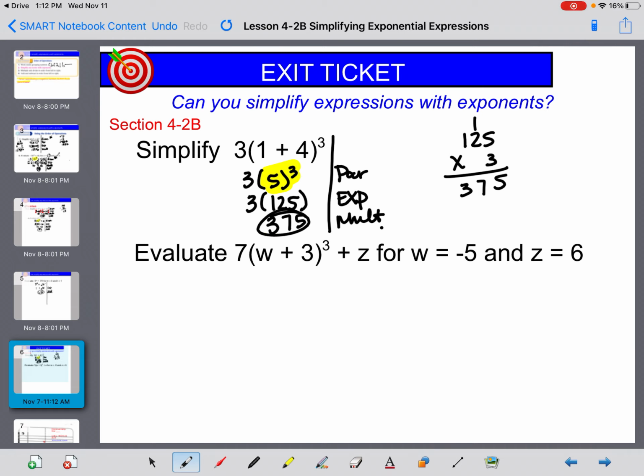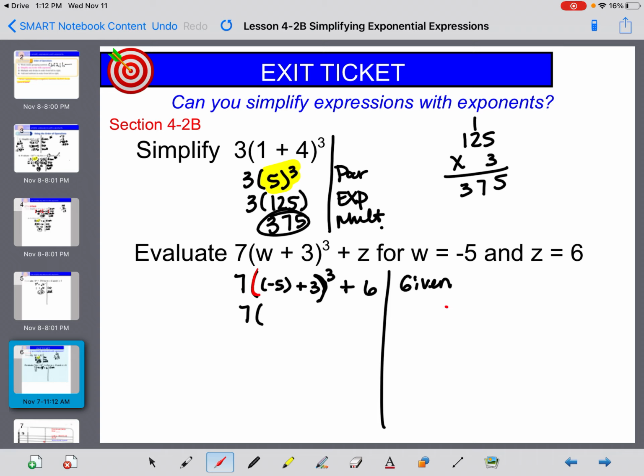Okay, the next problem. Evaluate 7 times w plus 3 to the third power plus z for these. 7, and then negative 5 plus 3 to the third power plus 6. All right, so this is given. I substituted the numbers in. Now I need to simplify what's in parentheses. This set of parentheses is grouping. Negative 5 plus 3. I subtract and give the sign of the larger absolute value, so negative 2 to the third power plus 6.